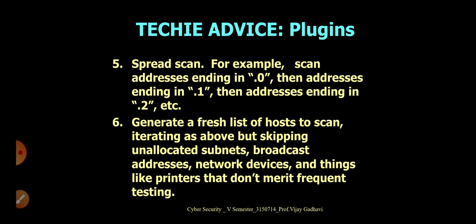it is used to scan addresses ending in 0, then addresses ending in 1, then addresses ending in 2. This is a sequence of addressing your system. Then the next advice is to generate a fresh list of hosts to scan, iterating as above but skipping unallocated subnets, broadcast addresses, network devices, and things like printers that don't merit frequent testing.